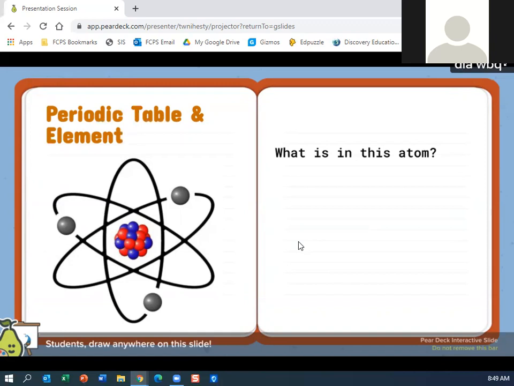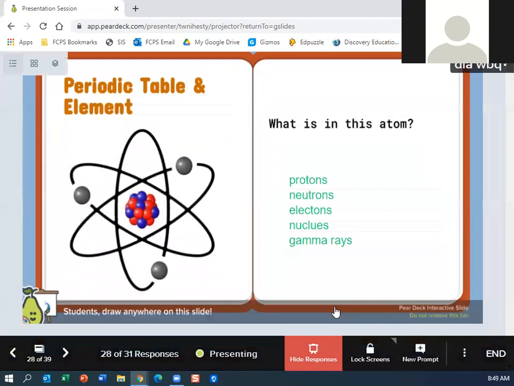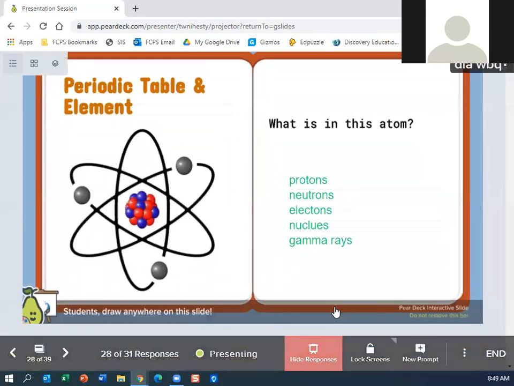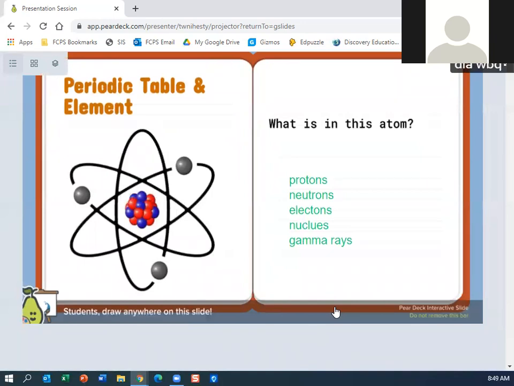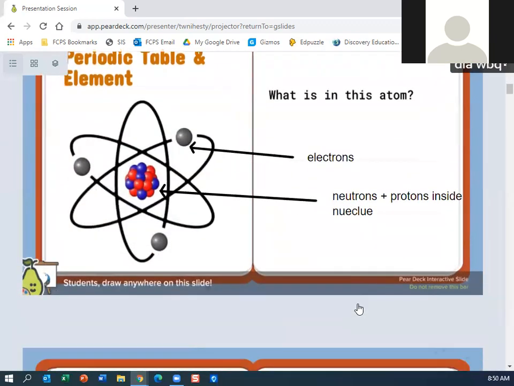All right, so let's see what you guys have. I got some interesting answers. The first answer is proton, neutron, electron, nucleus, and gamma rays. Okay. Nucleus, yeah, it's a nucleus with EU instead of UE. It's okay. Spelling doesn't matter. Gamma rays, true. But what I was trying to look for is these first three: proton, neutron, electron. And I saw some people labeling it.